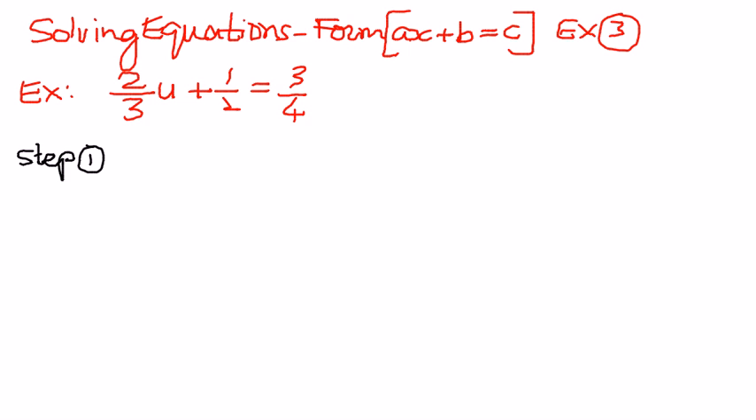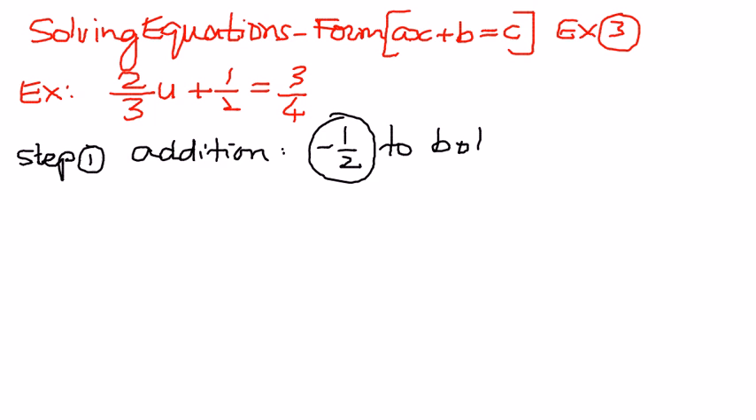We want to find the value of u, and therefore we want to isolate the u term to one side of the equal sign. Right now we have 2/3 u plus 1 half, so we want to get rid of the 1 half, so we're going to use the addition property, and add negative 1 half to both sides of the equation, and the way to do that is as follows. We'll write that as step 2.